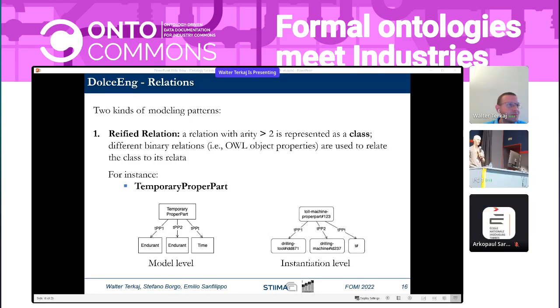Okay, now I think that it's working again. Okay, let's continue. So, Walter, I was presenting this slide. Maybe we can move to the other slides.